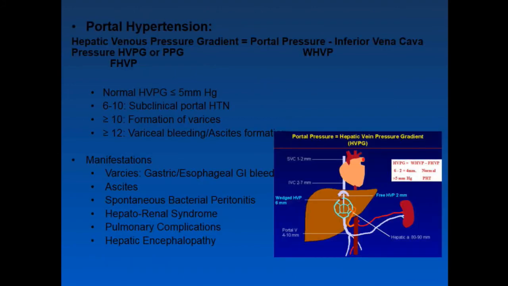Now, portal hypertension, we all know by definition, the normal hepatic venous pressure gradient is less than 5. Anything above that starts going into portal hypertension and formation of varices and everything. I'm assuming that you all know about portal hypertension, where it's a gradient between the portal pressure and the inferior vena cava. I'm sorry, this is all over the place, I got confused. But the difference between the portal pressure and the inferior vena cava, just think about pulmonary capillary wedge pressure assessment. And obviously, portal hypertension manifests as gastric and esophageal varices, ascites, SBP, HRS, pulmonary complications, and hepatic encephalopathy.